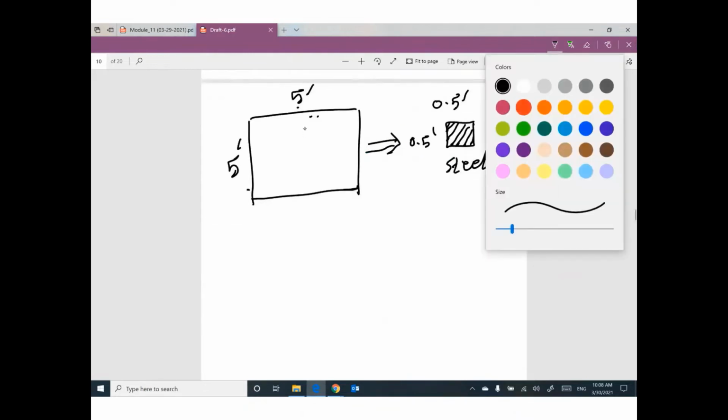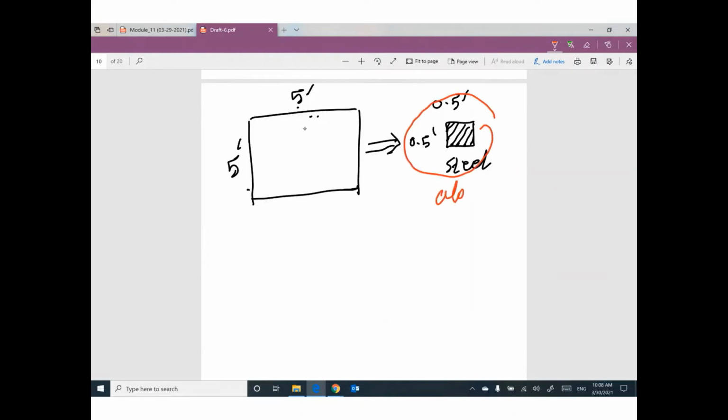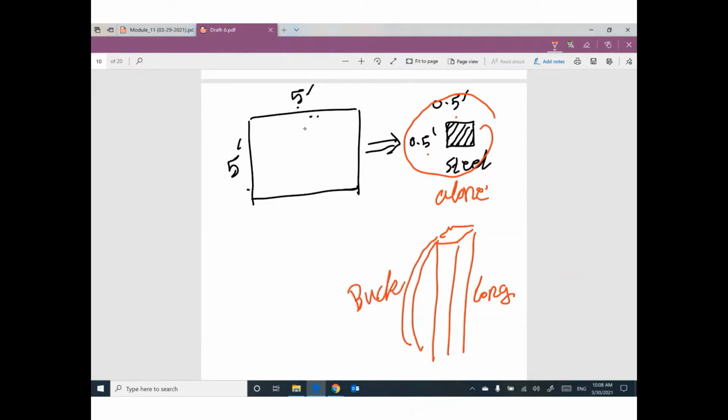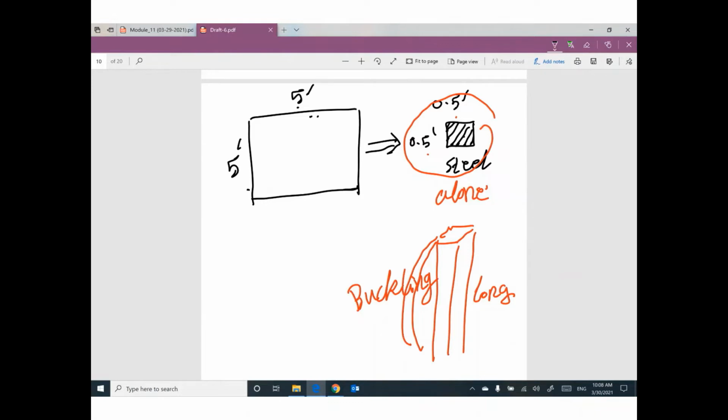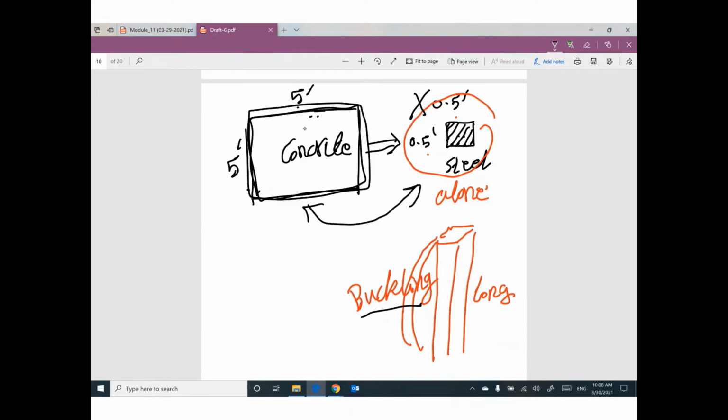But we have an issue. If you are using this steel alone, 0.5 by 0.5, probably this column will be very long, so we can expect buckling. So we have an issue right now. If you are using steel only, you will reduce the cross section to be smaller, but buckling will happen. If you use concrete only, the concrete cross section will be very huge. So what do you think if we do a combination?